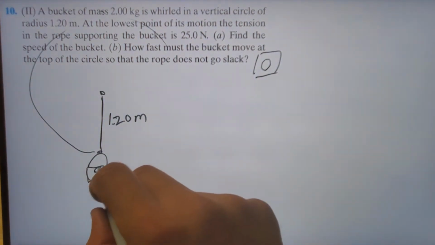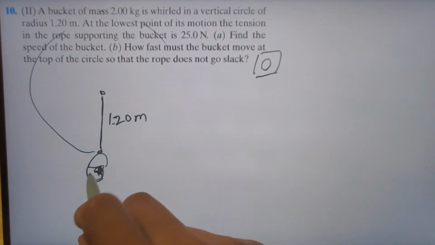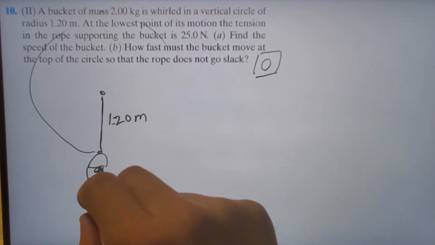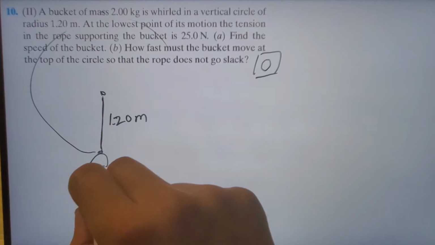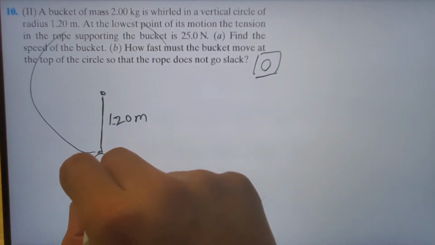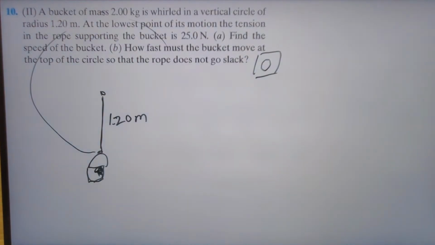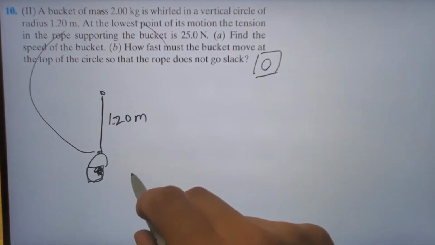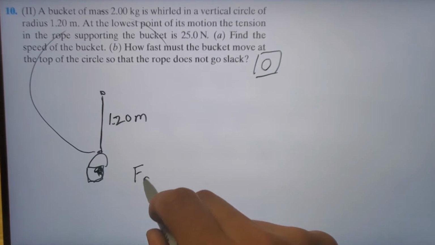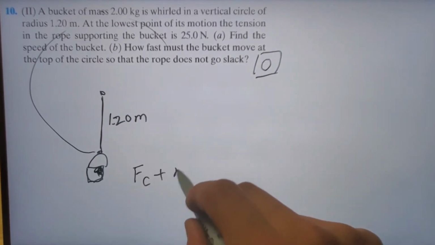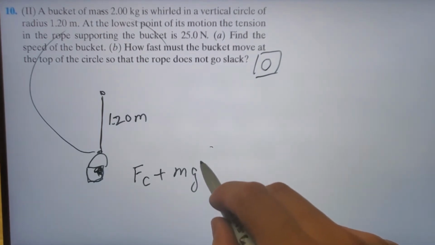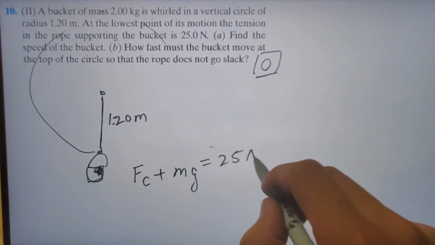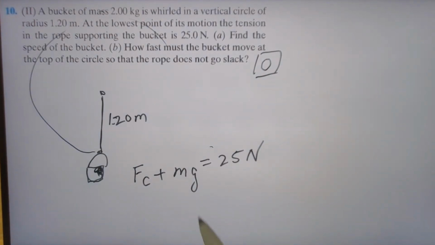So let's look at the free body diagram. When it's at the bottom, what happens? It will feel the heaviest over here. Over here, it feels the centripetal force that creates it, plus the weight. So it will be centripetal force plus the weight, that is mg, altogether equal to 25 newtons.